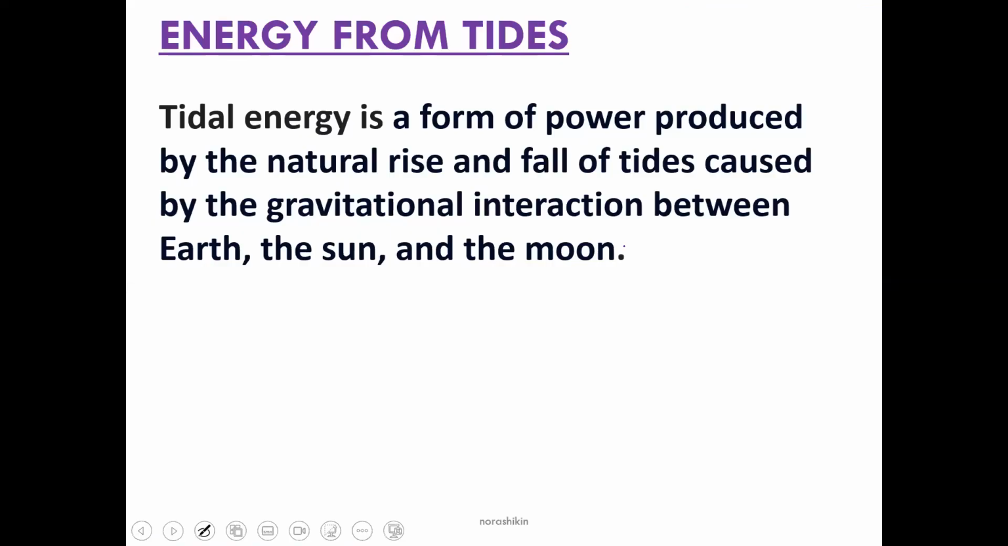This is a very advanced version of energy. These are produced by the rise and fall of tides. And why the waves go up and down? Because of the gravitational interaction between the earth, the sun, and the moon. So you have to copy this screen. I'm just coming, copy this screen.